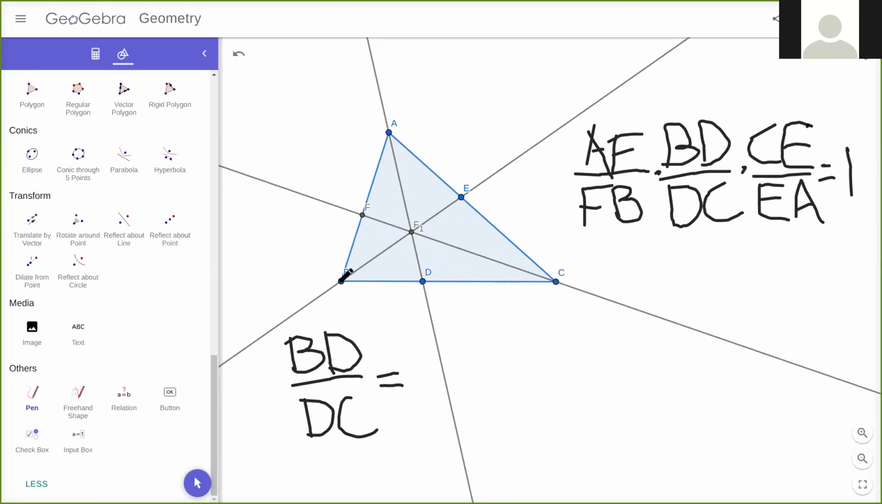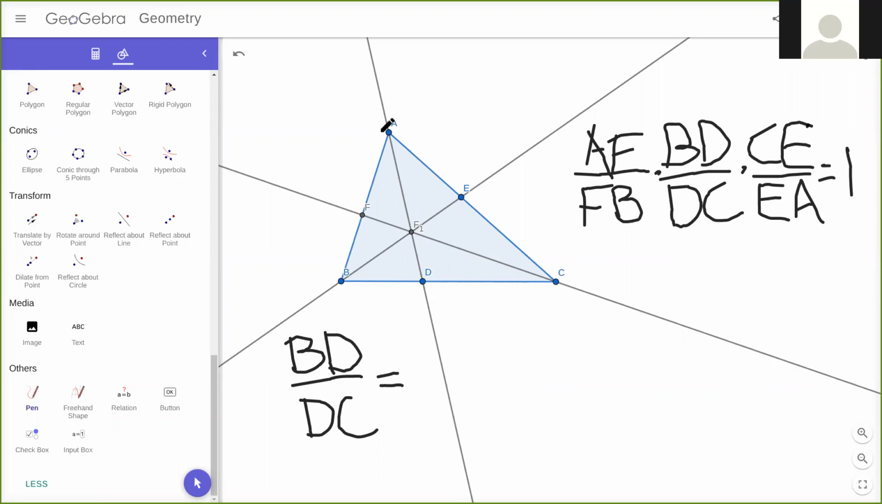Okay, so one thing is that when we look at BD, it can be the base of a triangle. So one obvious triangle that it can be the base of is ABD. Another triangle might be F1BD. Similarly, DC is the base of the triangle ADC, and is also the base of the triangle F1DC.